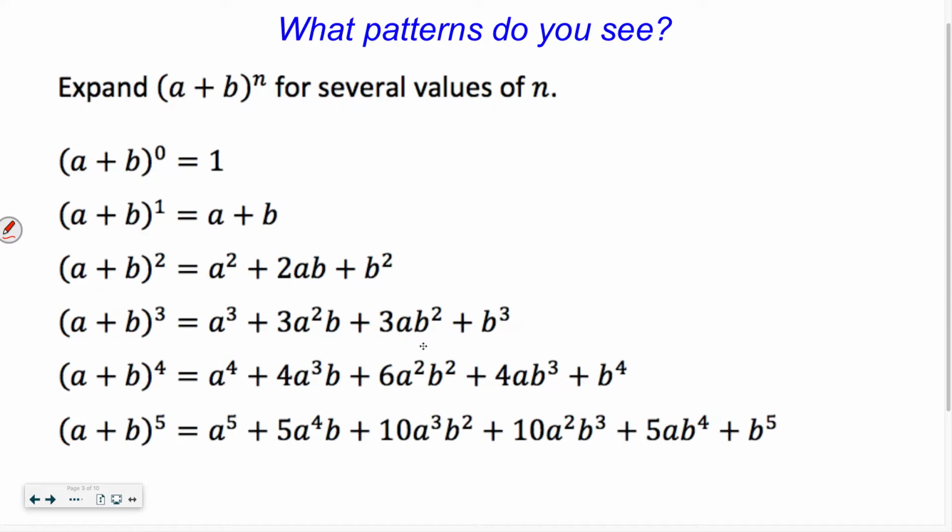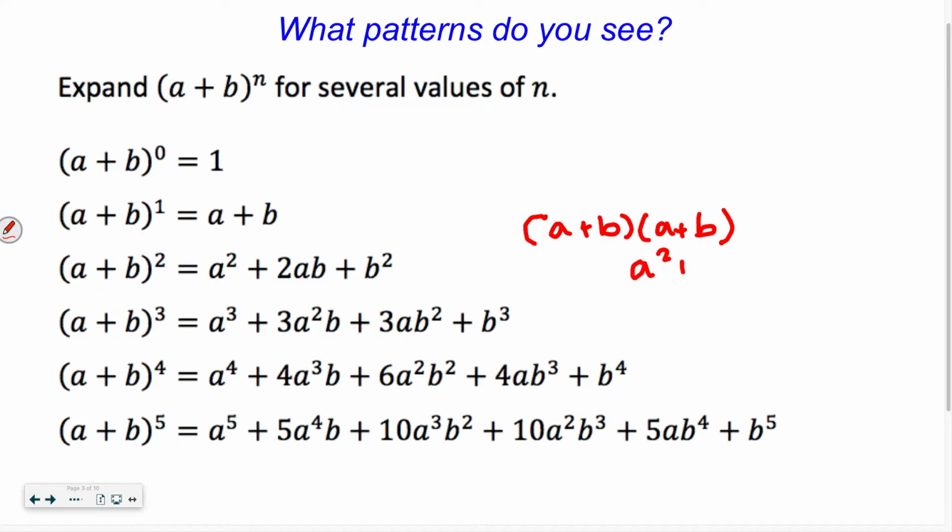Okay, so I took a binomial. Remember, binomial means it's a polynomial with 2 terms. And that binomial is a plus b, and I raised it to the power of n for several values of n. So if I do a plus b to the 0, well, anything raised to 0 is 1. Then I did a plus b to the first, which is just itself, a plus b. Then I did a plus b squared, which you guys know we would have to do a plus b times a plus b and FOIL that out, right?